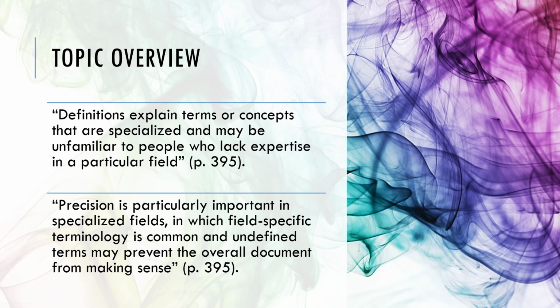The second one, precision, is particularly important in specialized fields, in which field-specific terminology is common and undefined terms may prevent the overall document from making sense. Again, you are thinking of your audience in this instance, and you are trying to decide what level of expertise to put into your definition, what level of explanation, what level of knowledge they need in order to understand it. So the two things you'll be looking at are the definitions and the precision.